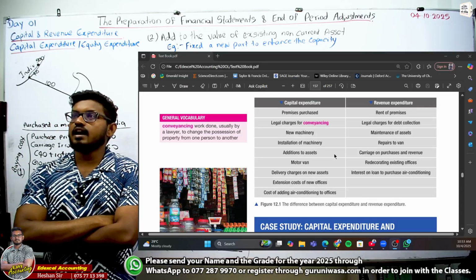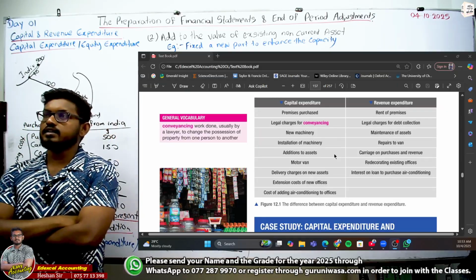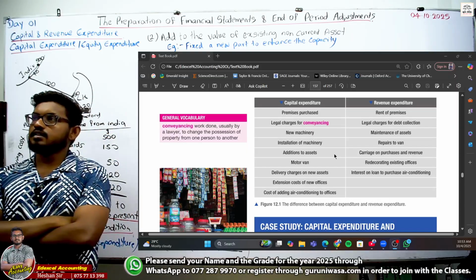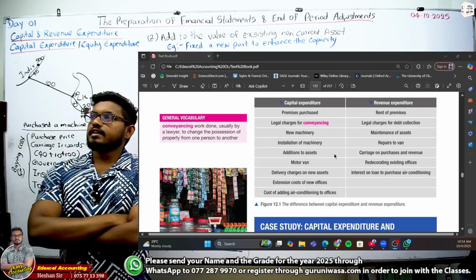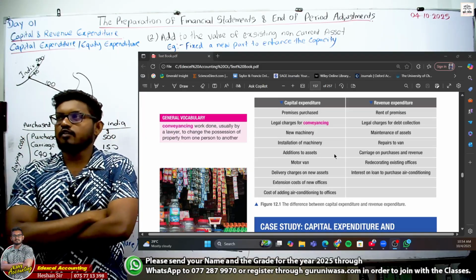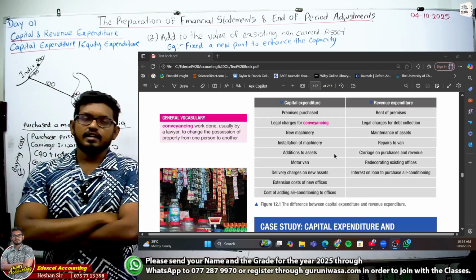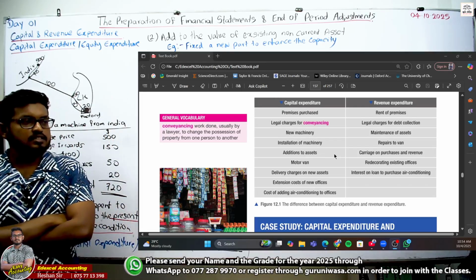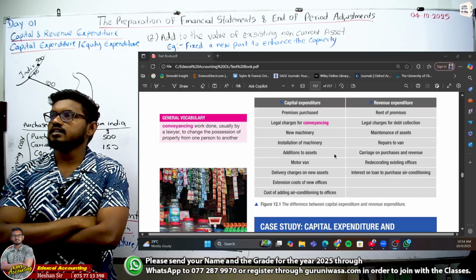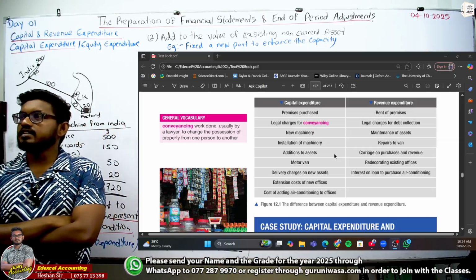Conveyancing means work done, usually by law, to change the possession of the property from one person to another person, right? Revenue expenditure, rent of premises. Rent means it's for the day-to-day business operation, only for one period. Legal charges for debt collection. Now debt collection is a different thing. If we pay legal charges for it, it's a revenue expenditure. Maintenance of assets, repair of van, carriage of purchases and revenue.